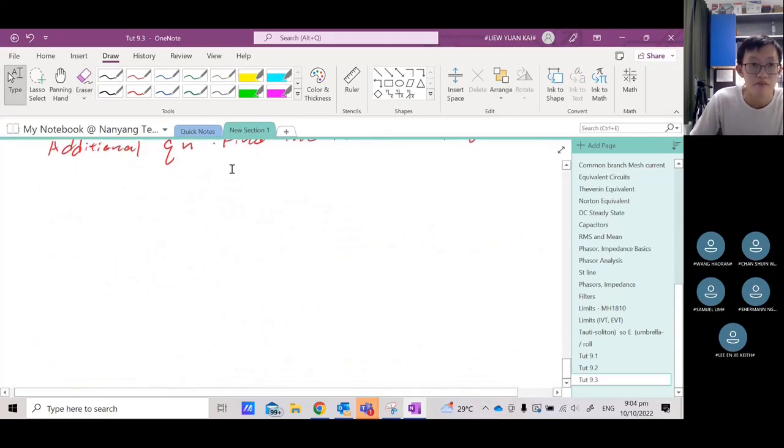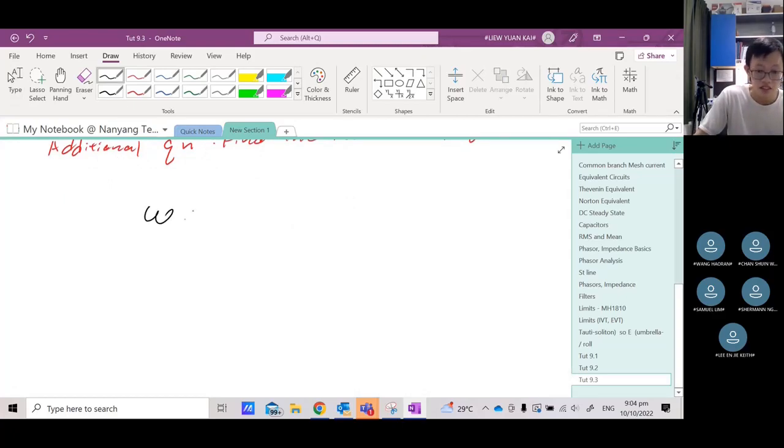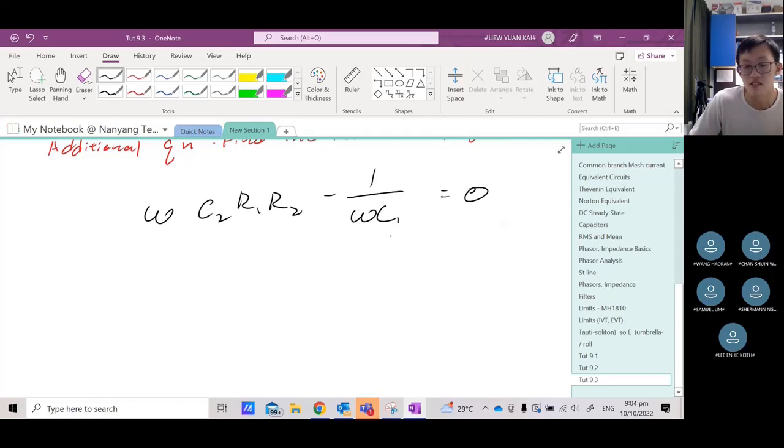So omega C2 R1 R2 minus 1 over omega C1 is equal to 0. This is the imaginary part. I just equate it to 0 to find the resonant frequency. Because they labeled resonant frequency as omega R, let us just follow suit. So this is omega R, this is omega R.